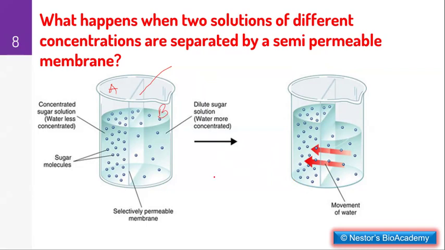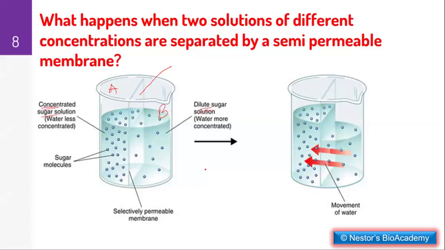What is it that has moved? There has been movement of water molecules. And where have the water molecules moved from? The water molecules have moved from solution B to solution A. The water molecules have moved from the dilute solution to the concentrated sugar solution across this semi-permeable membrane. And that is what osmosis entails.